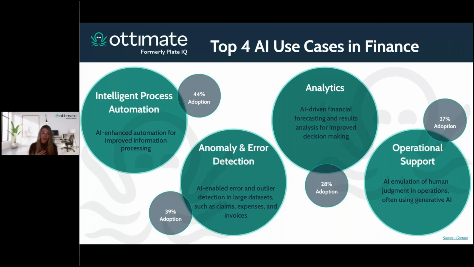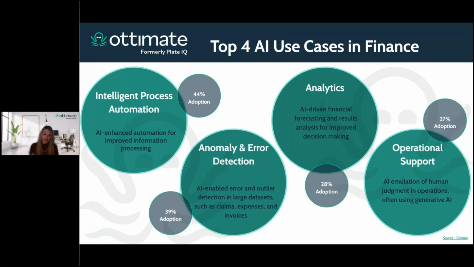The next is anomaly and error detection. An example of this is AI scans financial transactions. It's able to spot any unusual patterns and discrepancies, helps catch errors, and maybe even prevent fraud. That's a 39% adoption. The third is analytics. AI is being used to analyze financial data to generate more accurate forecasts. This is helping finance teams with budgeting and making smarter data-driven decisions. 28% adoption. That one's a bit smaller.